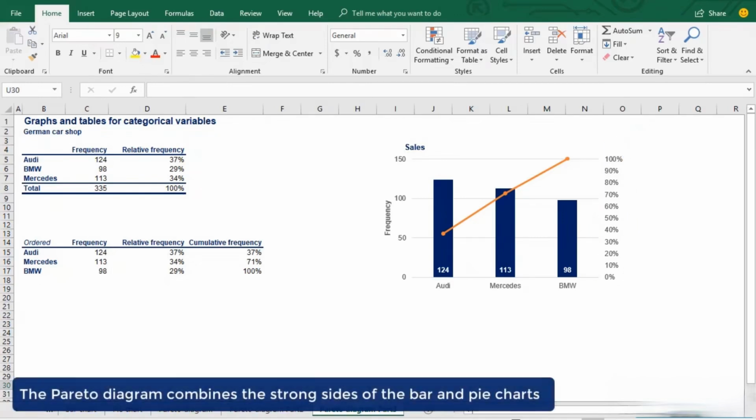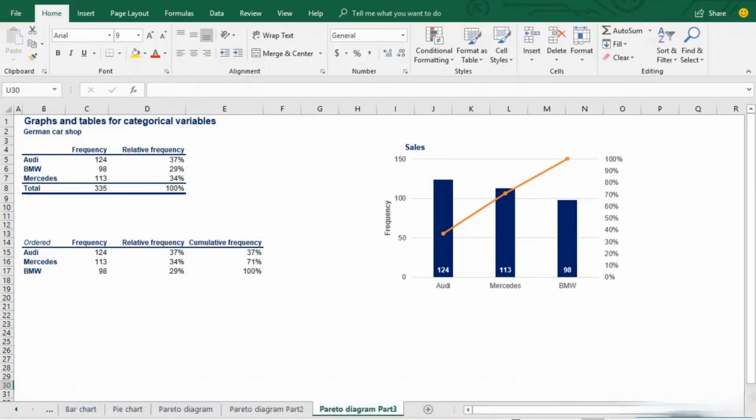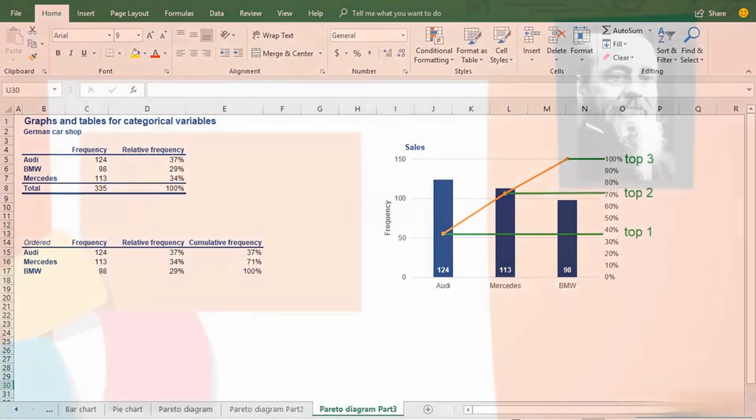See how the Pareto diagram combines the strong sides of the bar and the pie chart? It is easy to compare the data both between categories and as a part of the total. Furthermore, if this was a market share graph, you could easily see the market share of the top 2 or top 5 companies. Finally, it is named after Vilfredo Pareto.